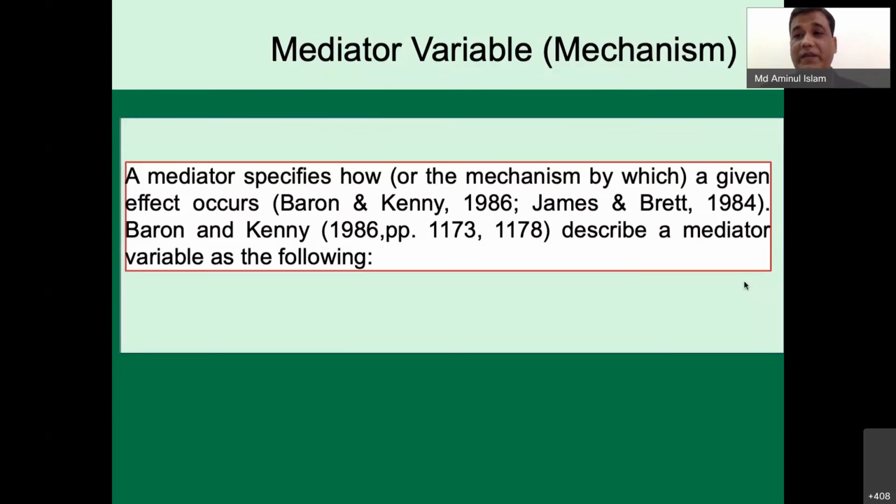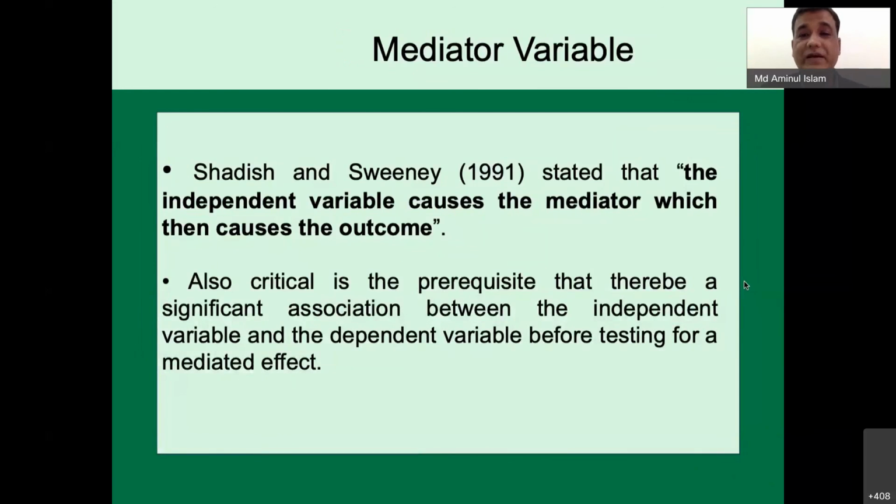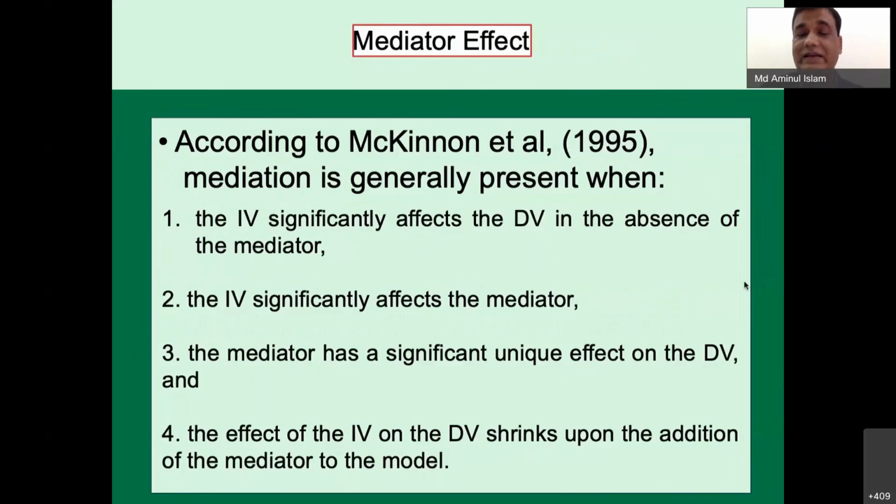A mediating variable is also a kind of intervening variable in between independent and dependent, right? But here you also have to follow certain rules. Basically, the independent variable causes the mediator, which then causes the outcome. This is Sadish and Sony. But MacKinnon has different ideas and has given different criteria. He said, first of all, for mediation, the effect of independent to dependent must be very strong and proven. Then the independent to mediator test is also proven. And only then you introduce a mediator, the mediator leading to the dependent variable.